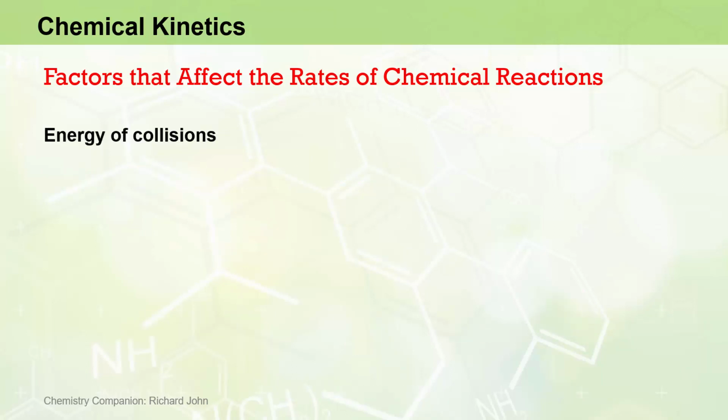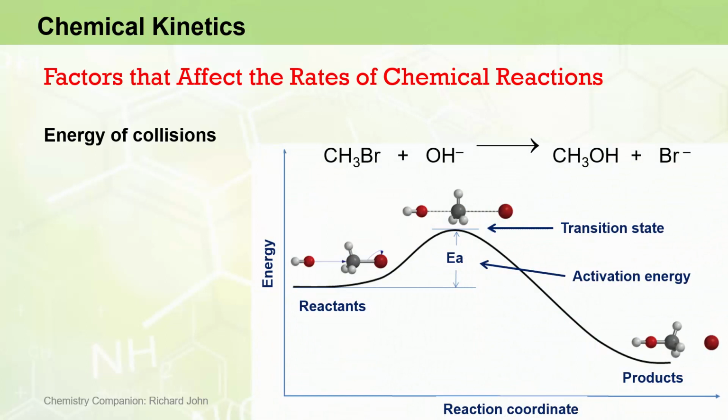The energy of reactant particles and the energy of collisions is also an important consideration. For example, in the electrophilic substitution reaction between bromomethane and the hydroxide ion, the reactant species need to come together not only at the correct orientation for bond breaking and bond forming, but also with the right amount of energy to stretch and ultimately break existing bonds so that new bonds can be formed.